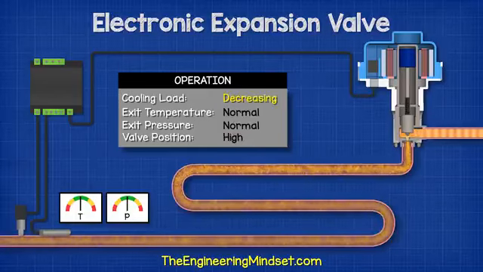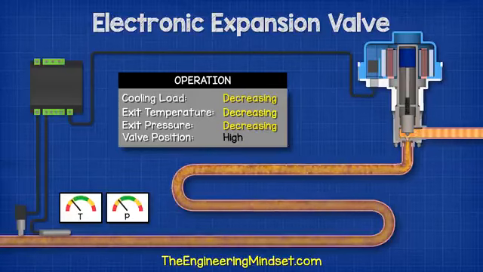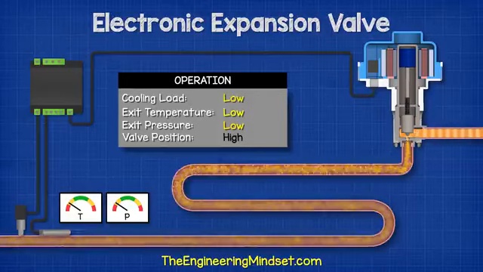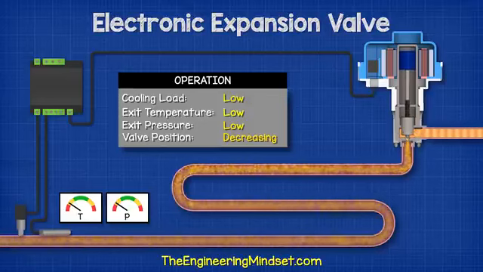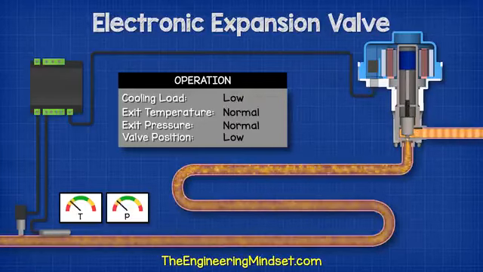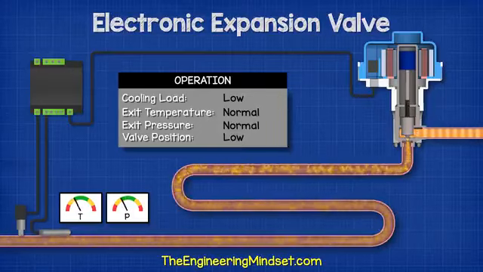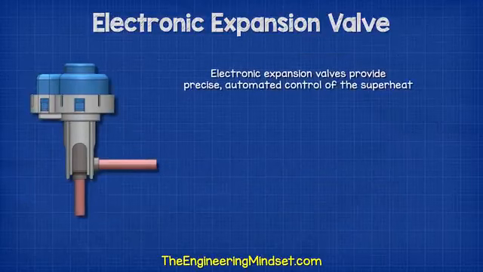When the cooling load decreases, the refrigerant will boil more slowly, so there will be too much refrigerant inside the evaporator. The temperature and the pressure will therefore decrease. This is detected and the controller tells the valve to close further to reduce the amount of refrigerant entering the evaporator and maintain the correct superheat. So it can provide very precise automated control of the superheat.